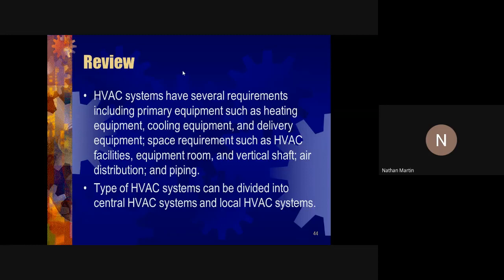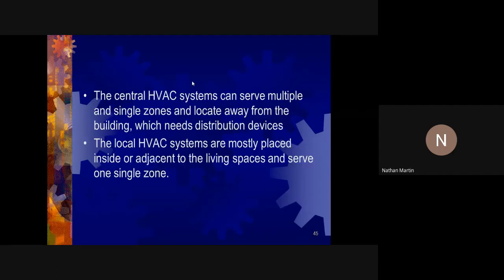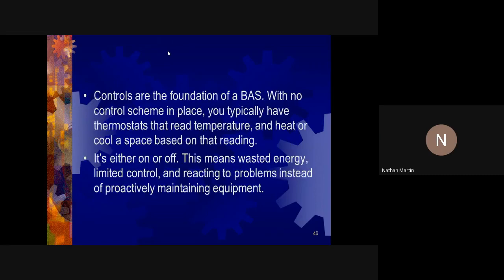The type of HVAC system can be divided into 2 types. So we have the central system type, and we have the local HVAC system type, right? And again, the central system type can serve multiple or single zones and are located away from the building, right? And the local type is mostly placed inside or adjacent to the living space or building, right? And typically most of the time serve 1 zone. All right.